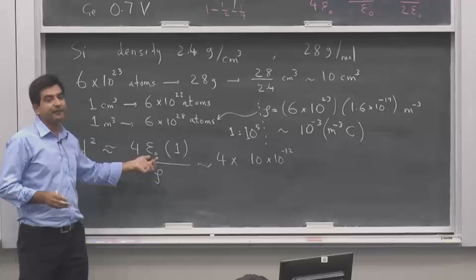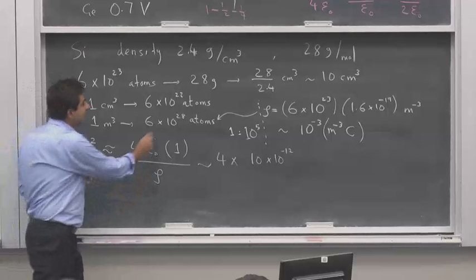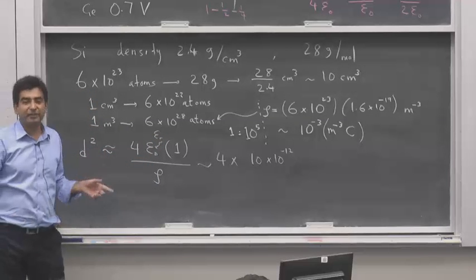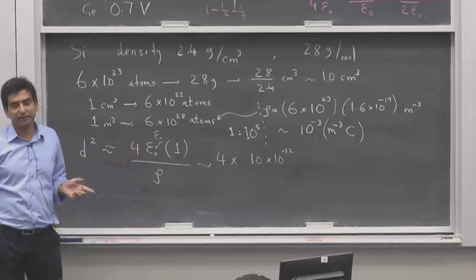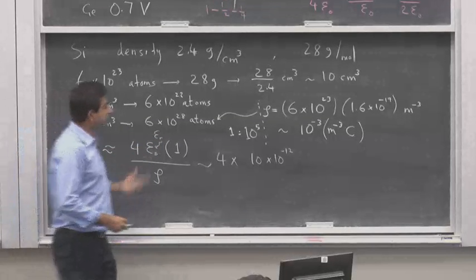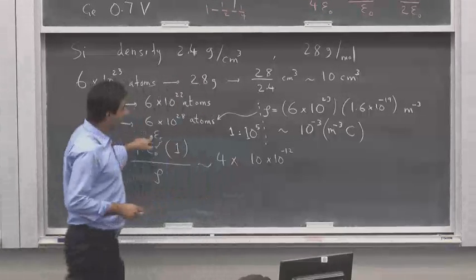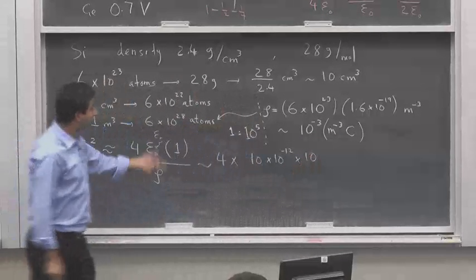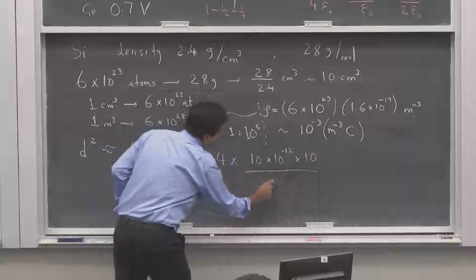Silicon will not have an epsilon. It will have some relative permittivity being multiplied by this dielectric constant, and we'll learn more about this. So it's not vacuum. So I just multiply this with the relative permittivity of silicon, which is about 10, into 1 divided by 10 raised to the power minus 3.